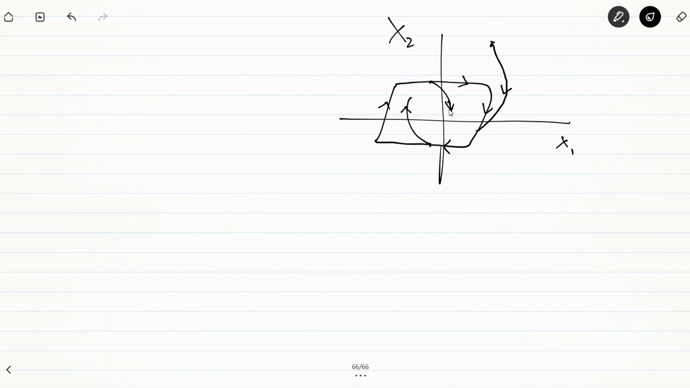ठीक है. In some other cases, some of the phase trajectories may be tending towards this loop, some of the phase trajectories may be diverging out of this loop, depending upon whatever the initial conditions you are taking. That will refer to a semi-stable limit cycle.